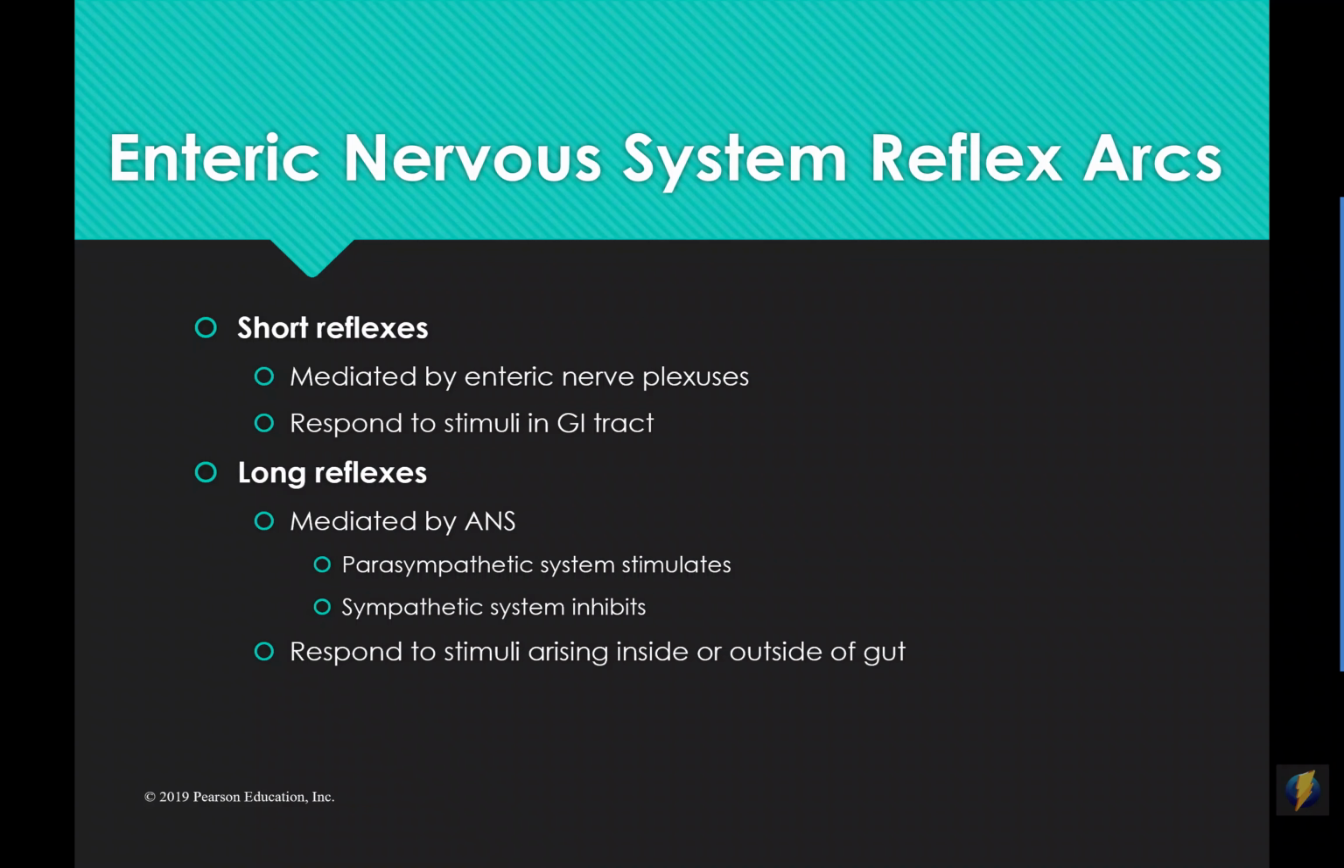So the reflexes that govern the enteric nervous system have two sources of triggers. Short reflexes are generally responding to stuff inside the GI tract, and so they're regulated purely by the enteric nerves and that gut brain. And then the long reflexes can respond to stuff inside the GI tract, but also from outside of the digestive system as well.